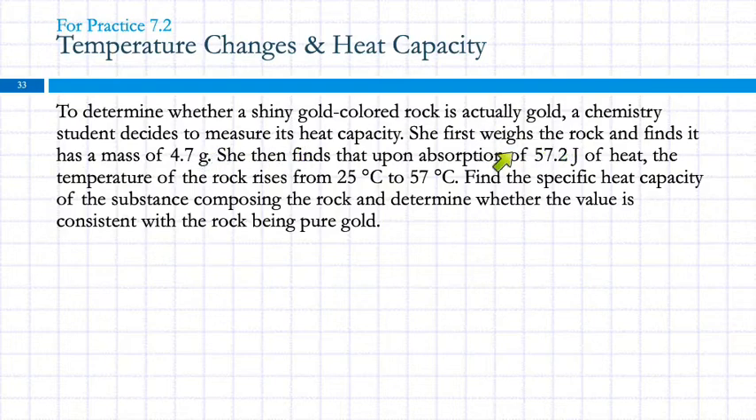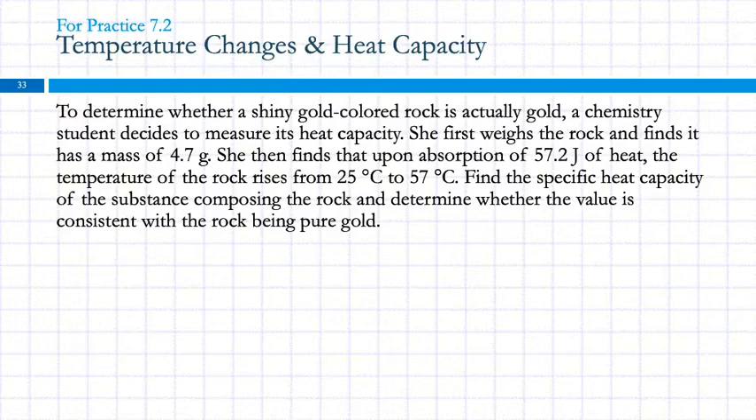So she weighs the rock and finds it has a mass of 4.7 grams. And then she finds that when it absorbs 57.2 joules of heat, the temperature of the rock goes from 25 degrees Celsius to 57 degrees Celsius. And so what we need to do is find the specific heat capacity of the rock and see if that is the same as the heat capacity of gold.